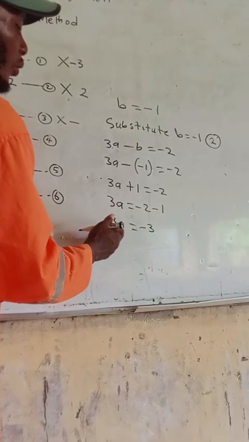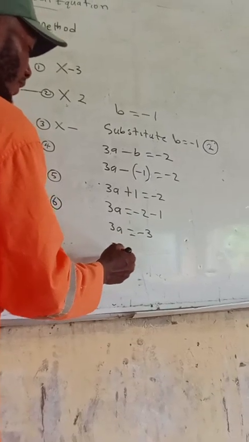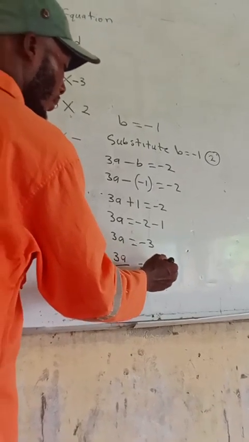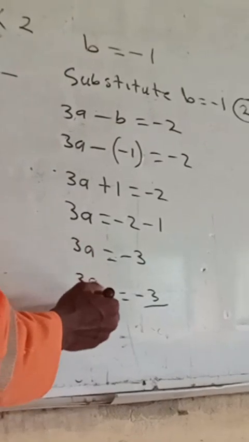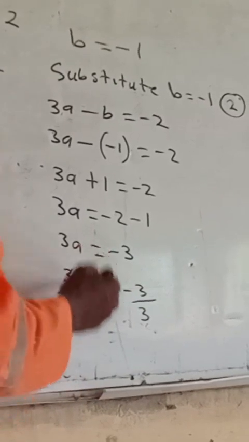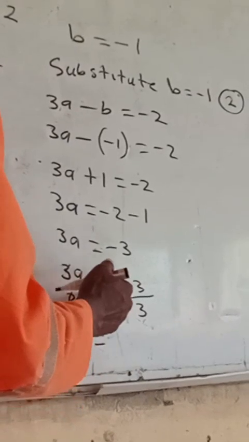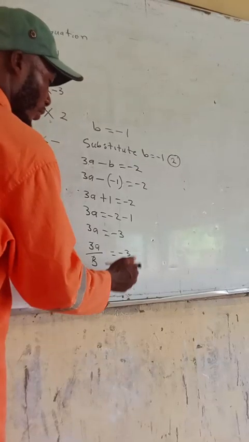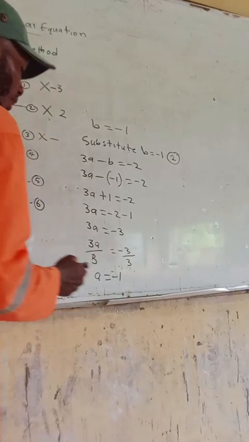So if I want to look for a, I will divide both sides by the coefficient of a, which is 3, so that 3 divided by 3 is 1. 1 times a is a, which is equal to minus 3 divided by 3, which is minus 1. That's how it is.